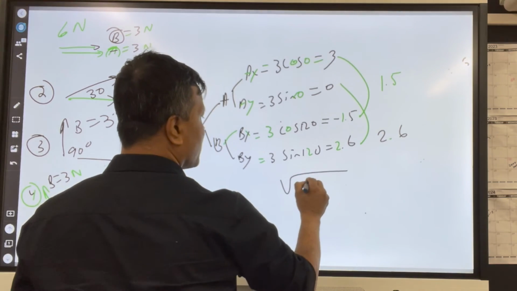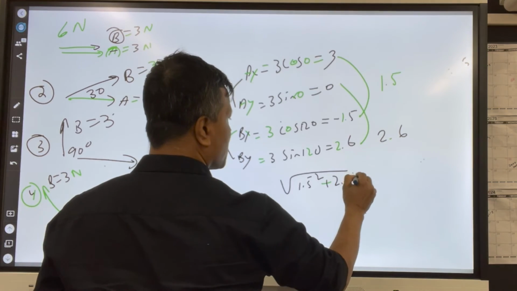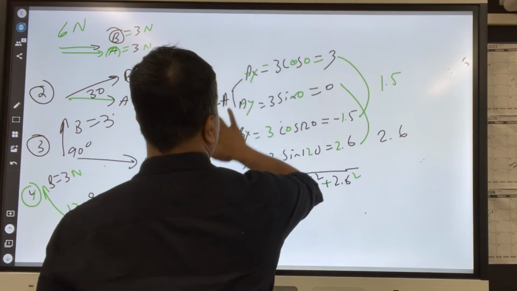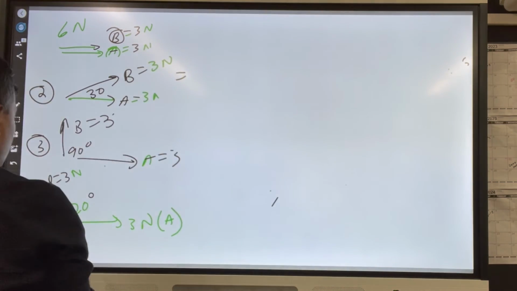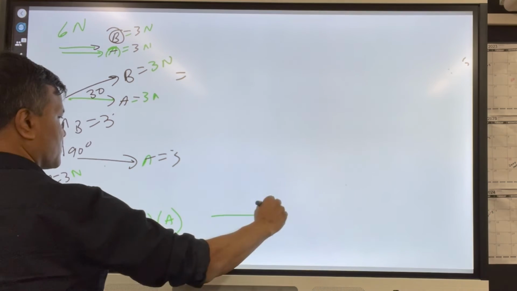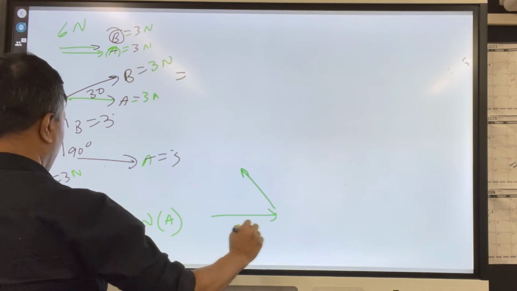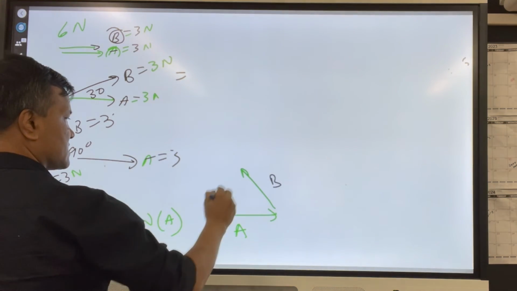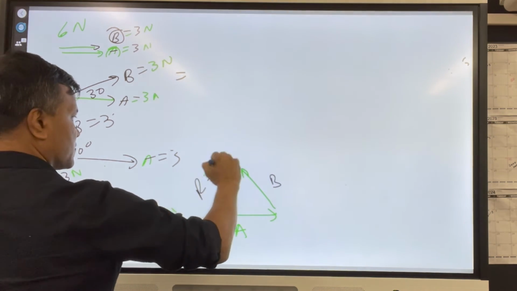What do you get? 1.5 squared plus 2.6 squared. That gives you 3. So this one gives you 3. Okay, so how do you want to draw that? You can draw this, and this is A, this is B, right? And this is R. R is 3 Newton.